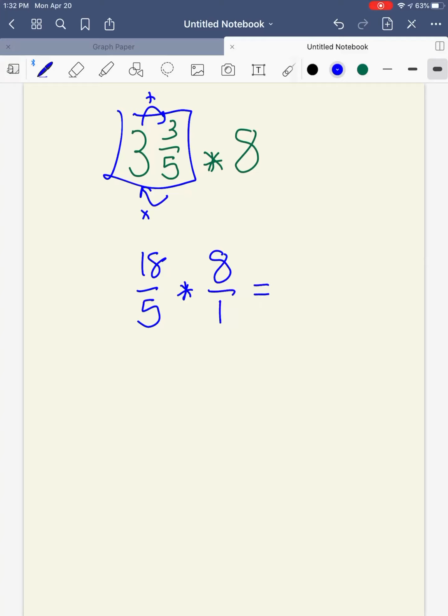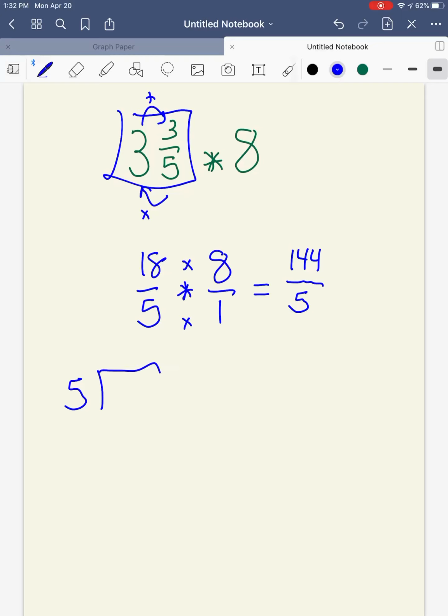Okay, so now we have a fraction times a fraction. That is, multiply the numerators and multiply the denominators. 18 times 8, that's a fun one. 8 times 8 is 64. 10 times 8 is 80. So 80 and 64 is 144. And then that on the bottom, 1 times 5 is obviously 5. So I have 144 fifths. But again, let's not leave it like that. Let's convert it to something that makes a little more sense.